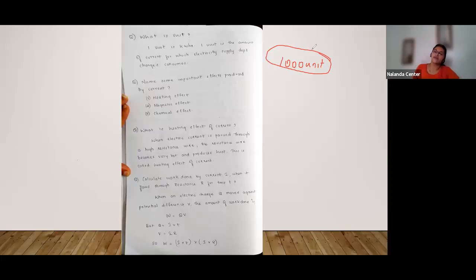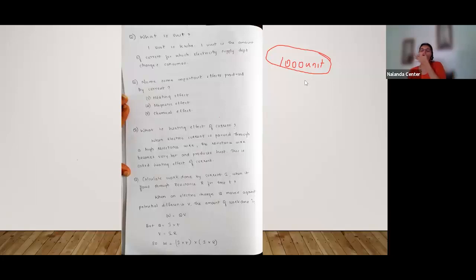What is the negative effect? If you use a conductor inside a bulb, what is going to happen? We are expecting light to come out, but a major part of the electricity is consumed as heat, which is disadvantageous. So the heating effect of the current can be used for positive as well as negative stuff.